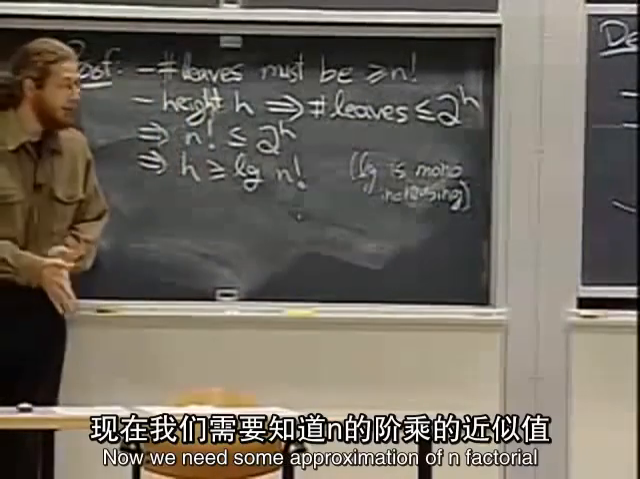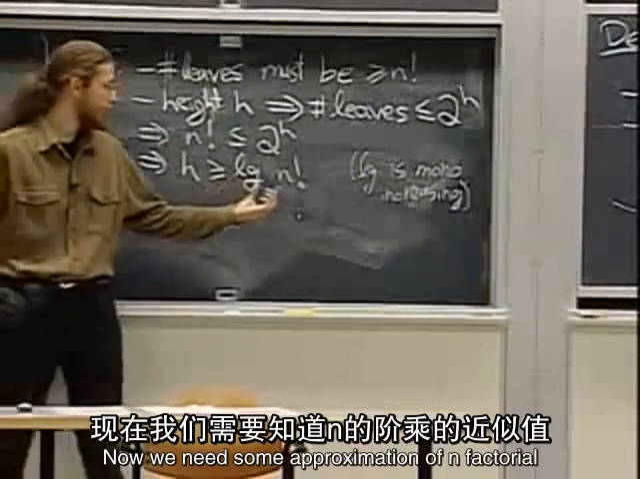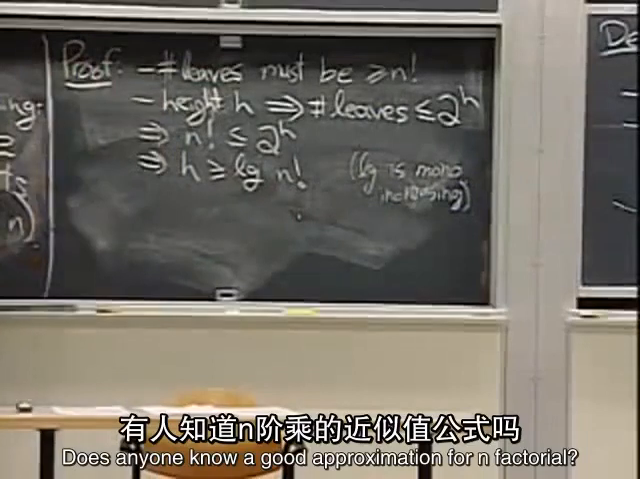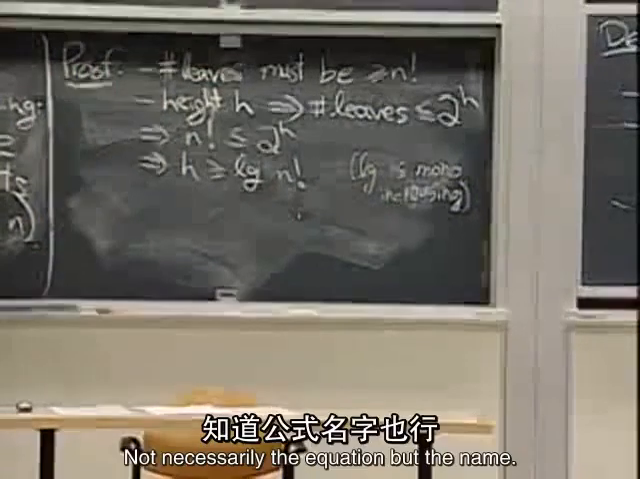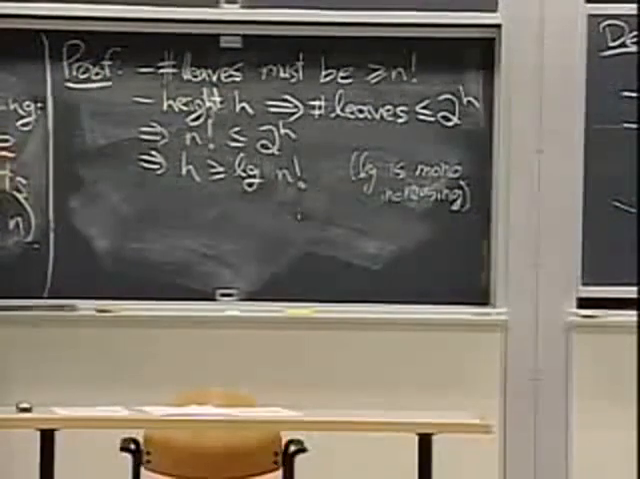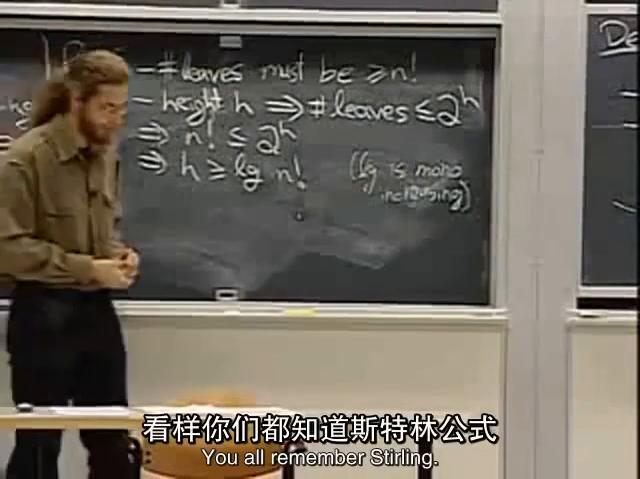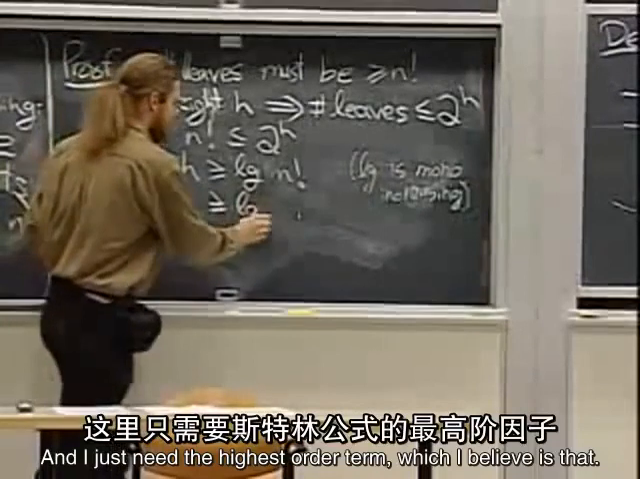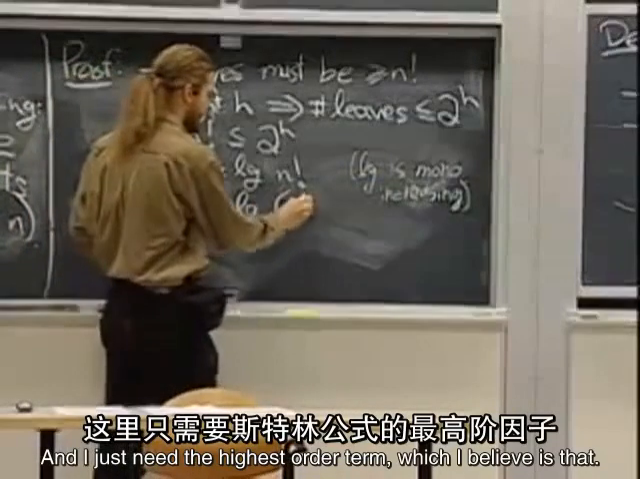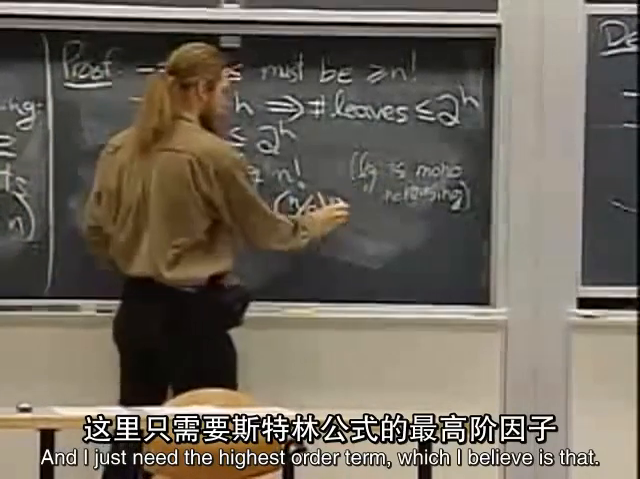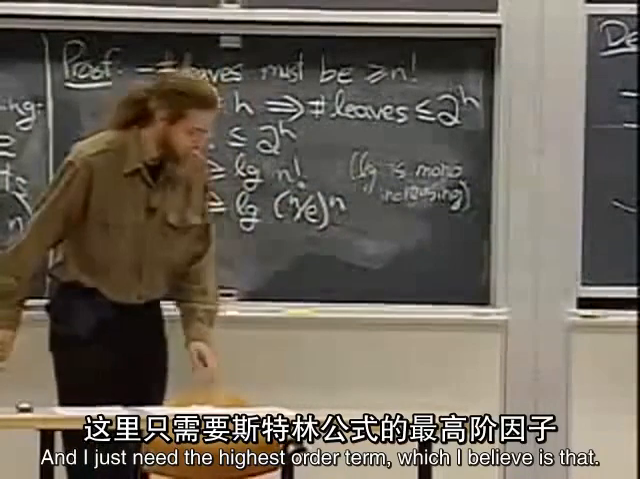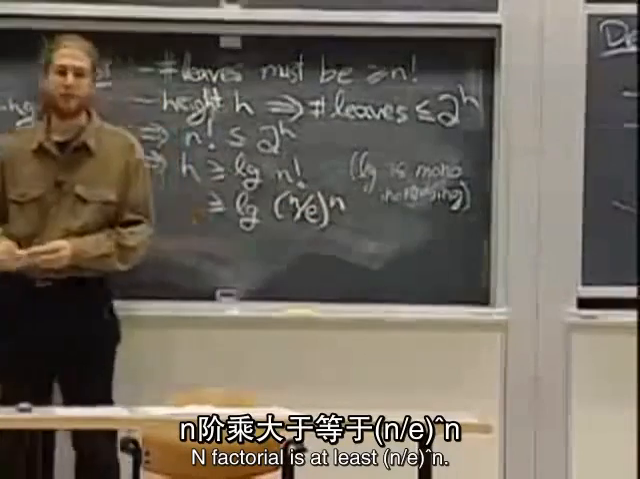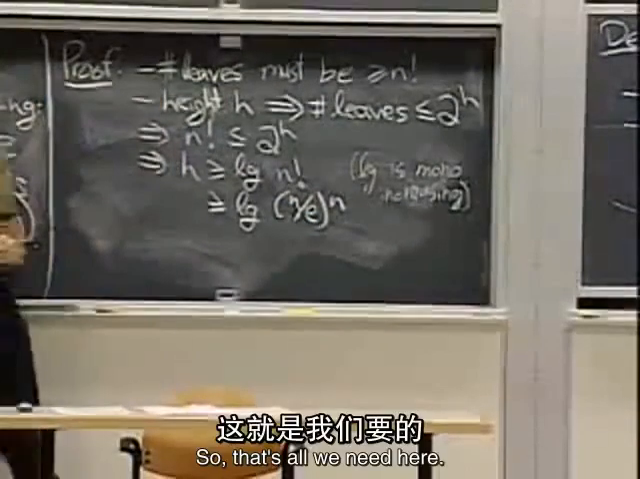Okay. Now we need some approximation of n factorial in order to figure out what its log is. Does anyone know a good approximation for n factorial? Not necessarily the equation, but the name. Stirling's formula. Good. You all remember Stirling. And I just need, in some sense, the highest order term, which I believe is that. So n factorial is at least n over e to the power n. So that's all we need here.